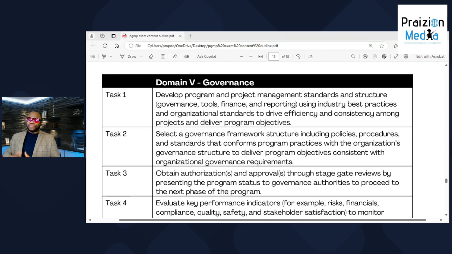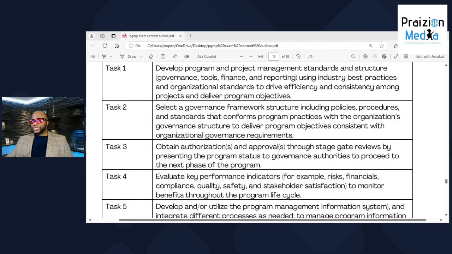So in this domain, what you want to do is develop program and project management structure regarding governance, tools, finance, reportings, and you're going to use the best practices so that people on the program truly understand what is expected of them and understand the bounds of authority. Select a governance framework structure, including policies, that's very important, procedures, and standards that conforms program practices with the organization's governance structure.